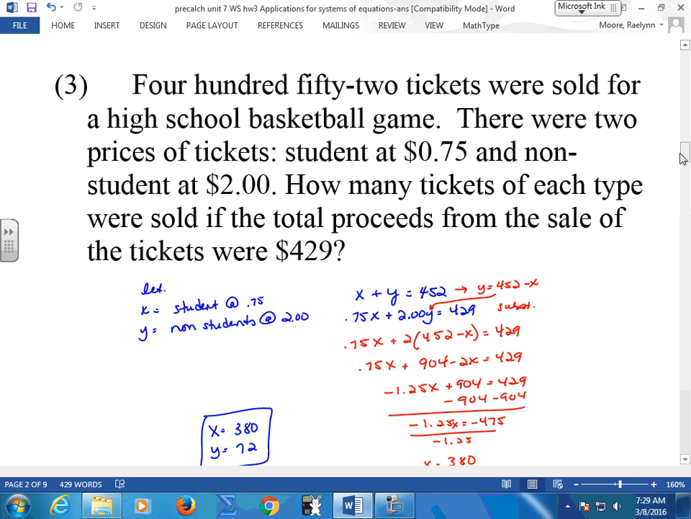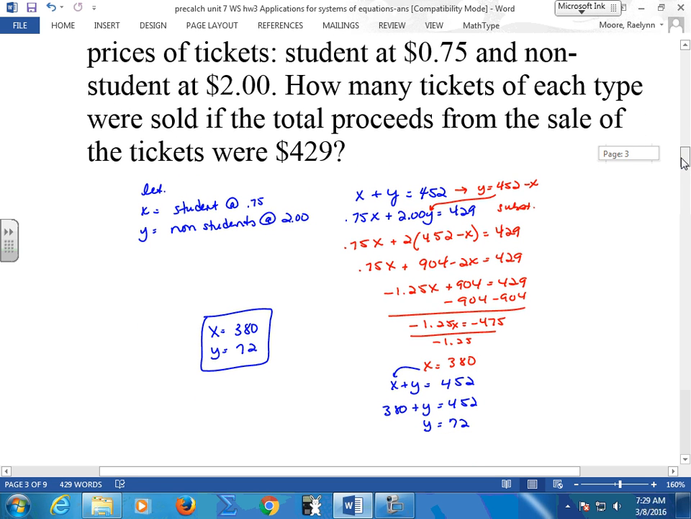There are 2 prices of tickets. As soon as you see this, start your let statement. Get yourself 2 variables. I tend to stick to x and y. How many tickets of each? So you need to know the number of each. Remember to go back and see what it is you're looking for.